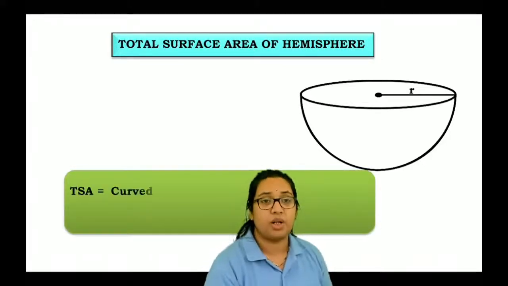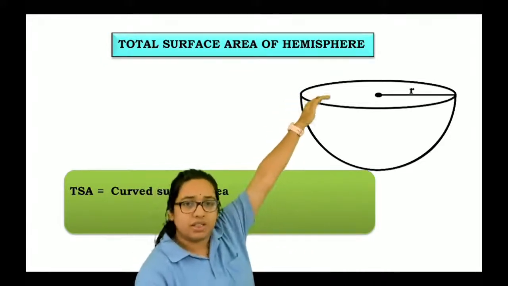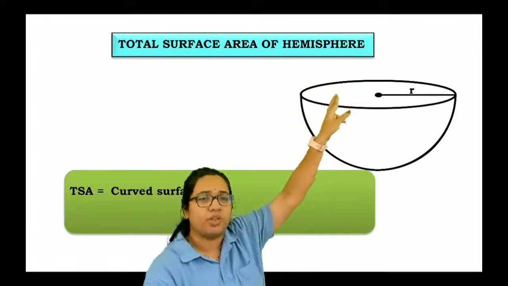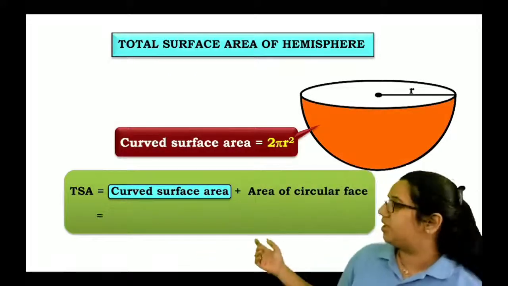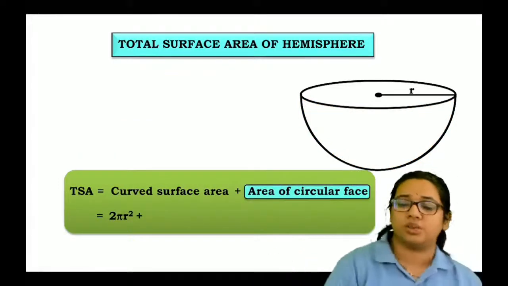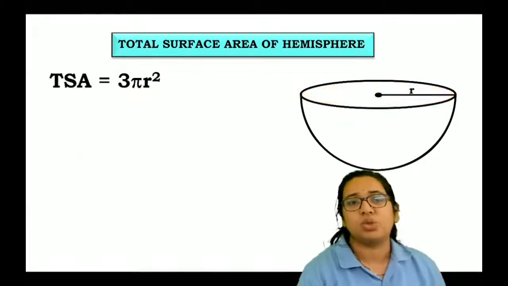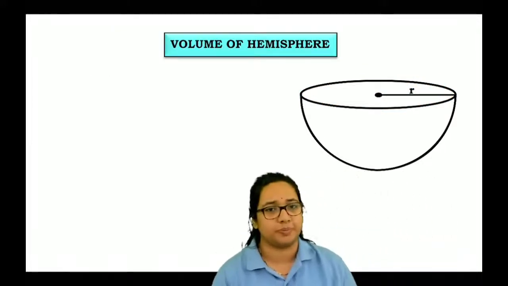And when we are talking about total surface area, we just have to add the area of the circular face to the curved surface area. So as curved surface area will be 2 times pi r square and area of the circular face will be pi r square, right? So total surface area will be 3 times pi r square.